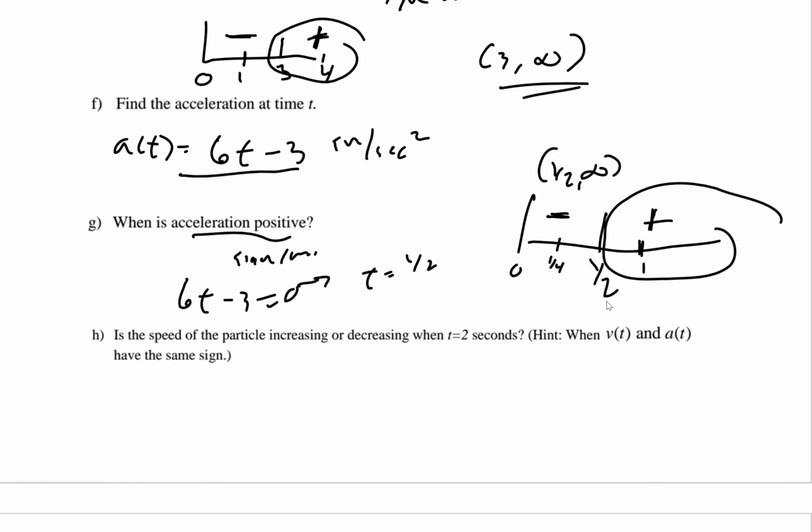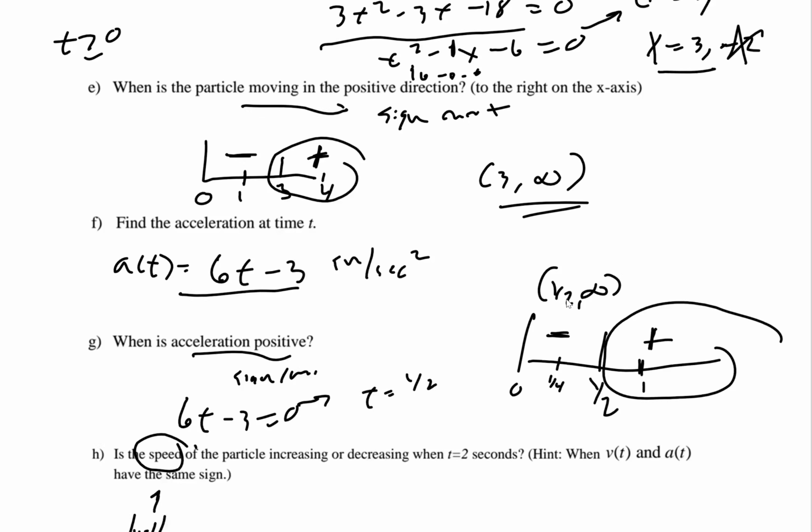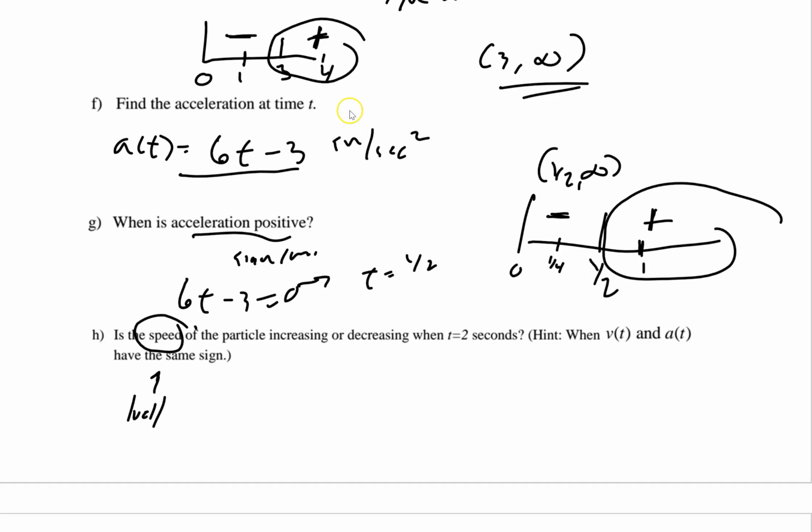Is the speed of the particle increasing or decreasing when t equals 2 seconds? This one's a little tricky. Remember, speed is the absolute value of velocity. That's all it is. If we found the velocity, just make it positive, and that's your speed. How does this work though? Increasing and decreasing has to do with the velocity and acceleration. If they're the same sign, you increase. If they're different signs, you decrease.